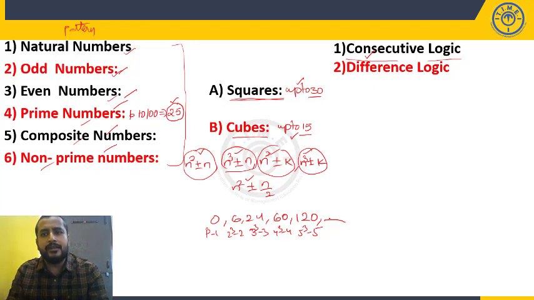If the numbers are increasing gradually, one number to another number, if there is a small jump, then you can apply difference logic. 90% of cases it holds true. So try to apply that.